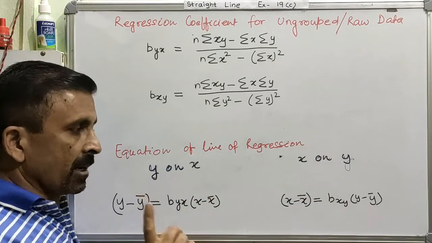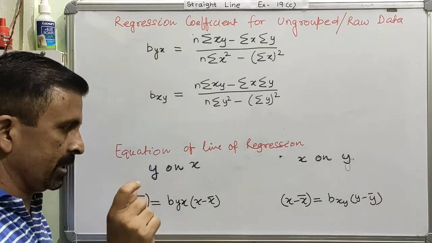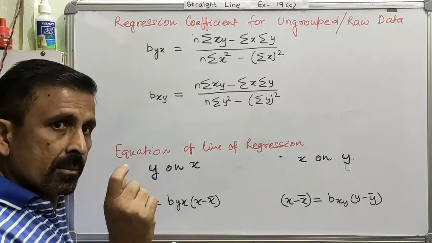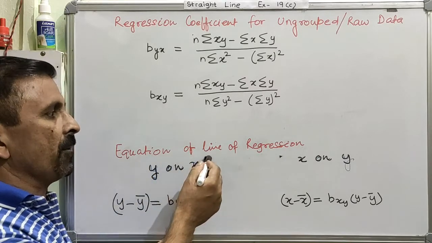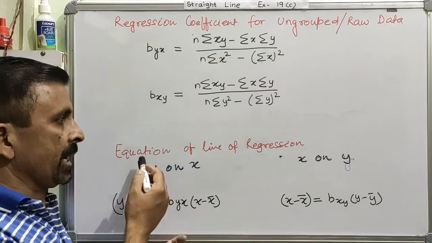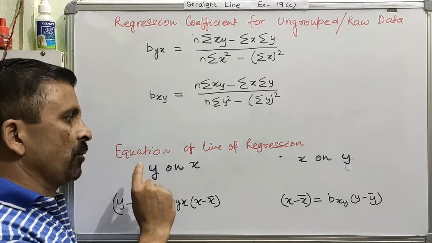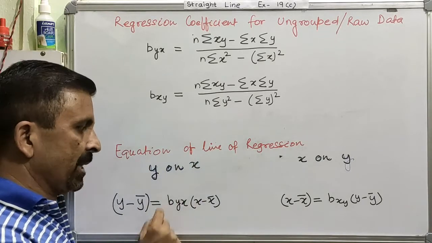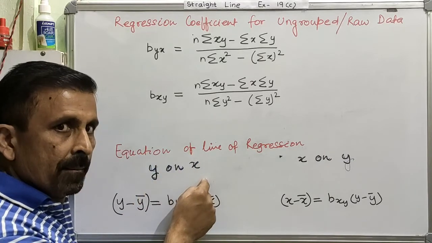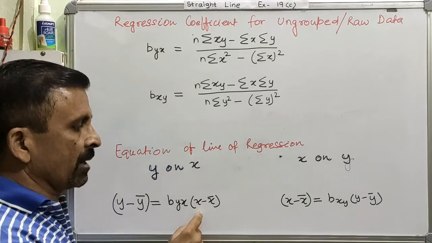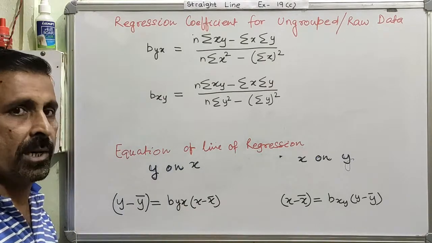Clear? And then third one, another thing that can be added in the question is: write the equation of line of best fit. So please remember, whenever the question is to find the equation of line of best fit, that means they are asking us to calculate the equation of line of regression of y on x. For the line of best fit, we will only calculate this equation. Clear?